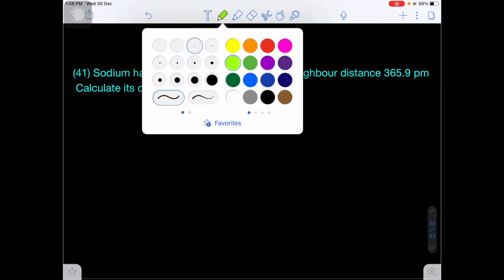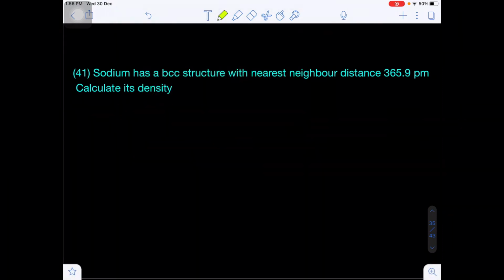Next, question number 41. Sodium has a BCC structure. Do you know for the BCC structure what will be the Z value? 2. How? There are 8 corners, so 8 into contribution 1 by 8, plus there is one body center atom, that will be 1, and contribution will be 100%. So that's why the Z value here is 1 plus 1, how much?